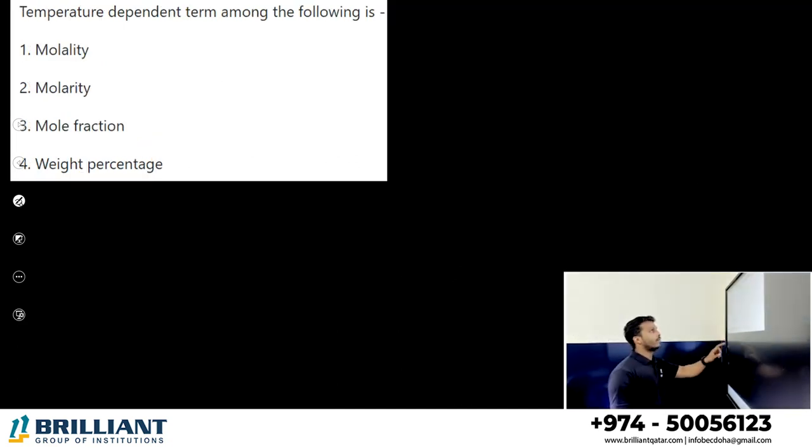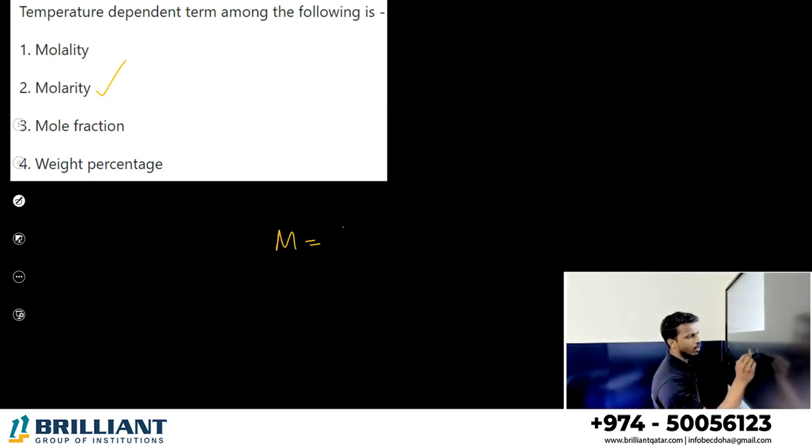The temperature dependent term among the following: you know very well, which concentration term is related to temperature? What is that? Molarity. Because molarity is equal to WB by MB into 1000 divided by volume.